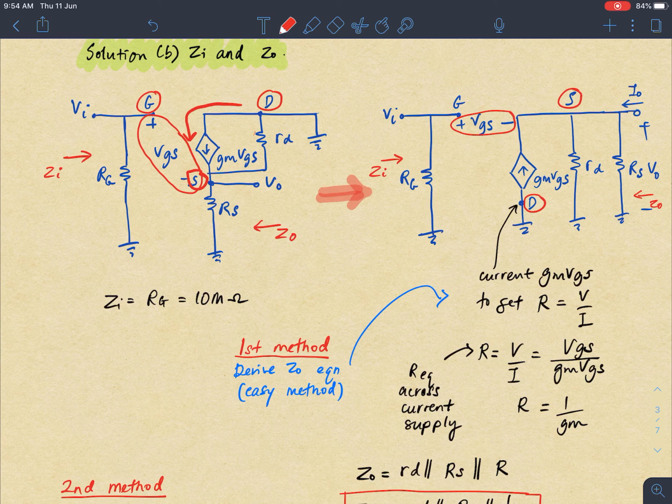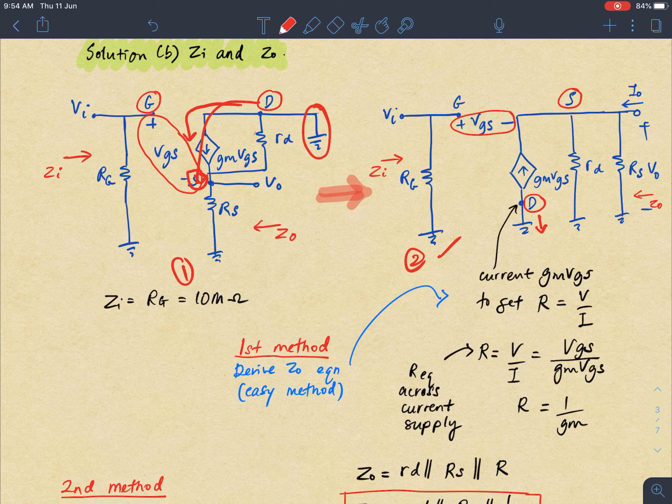D to S. So when I transform into another one, the circuit 2. This is circuit 1. This is circuit 2. See? Now, because this is the source follower, the drain becomes ground. Okay, we switch this D to S, because now D is connected with this ground.